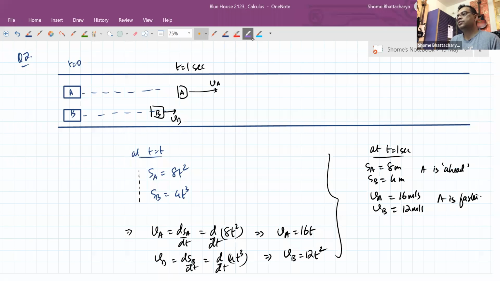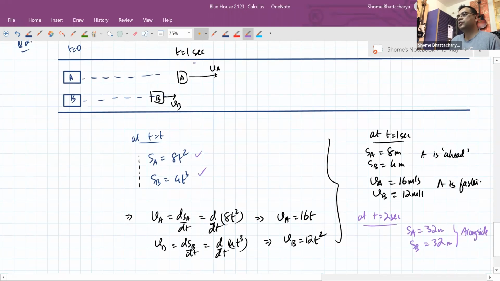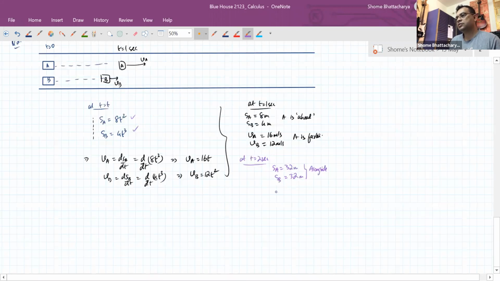Okay. Now let's compare this situation to what is happening at t equal to 2 seconds. So A is at 32 meters. B incidentally is also at 32 meters. You're getting from this formula. Just substitute t as 2 seconds. So that means they are alongside. Okay. And at this point of time, if you check what their velocities are, you'll realize that B's velocity has become more than A's.